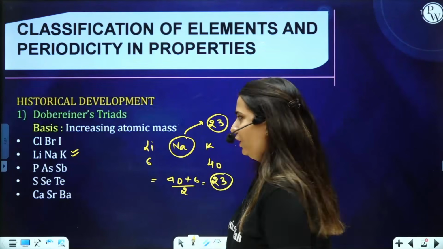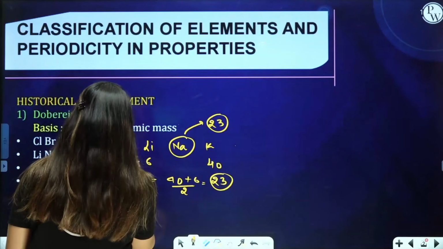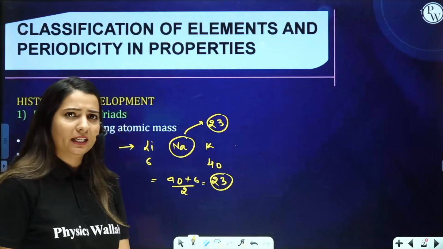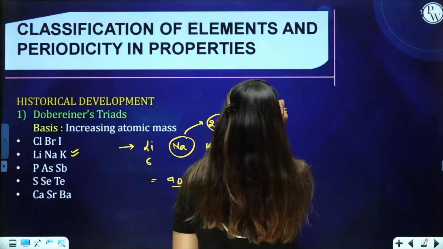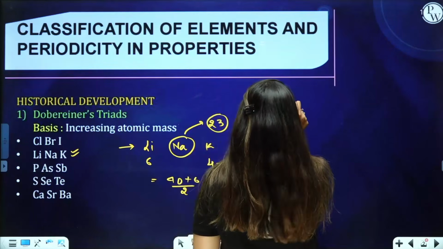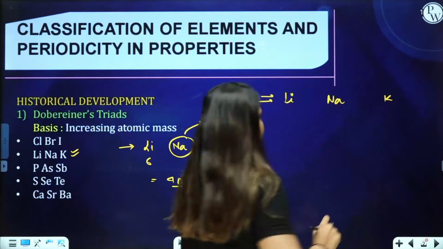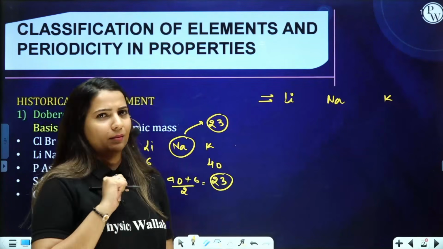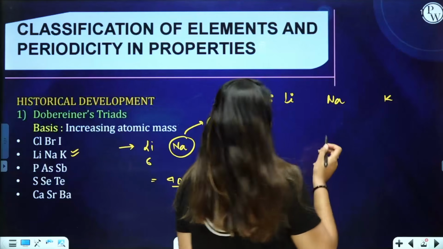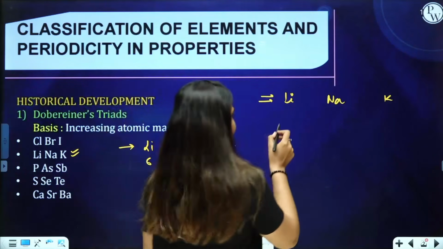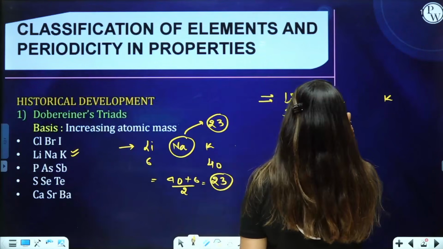One more thing I should tell you is, first is the method through which you can calculate, right? One of the other methods is also present, that is also very easy. Let's say lithium is present, sodium is present, and potassium is present. Let's say I write the atomic number of these elements. What is the atomic number of lithium? That will be 3. What is the atomic number of sodium? That will be 11.